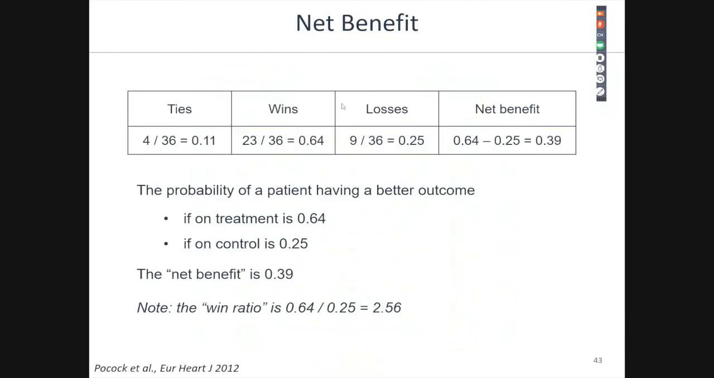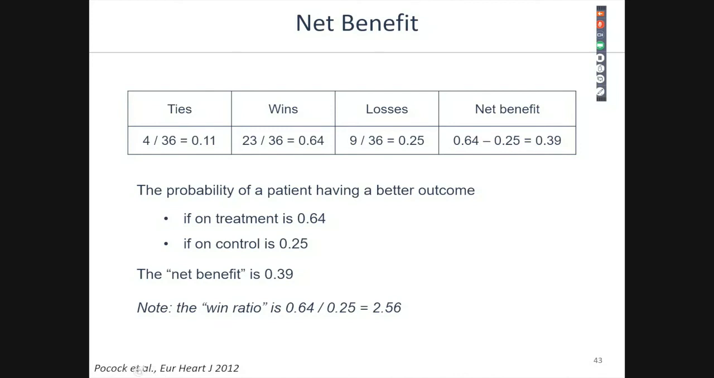Based on this, you could actually compute the proportion of the pairs in which we have a tie, in which we have a win, and in which we have a loss. And based on these proportions, you could define net benefit as the difference in the proportion of wins with the proportion of the losses. And in this case, it will be equal to 0.39. So in a sense, you would say that this is a difference in like a probability that patient have a better outcome on treatment versus the probability that the patient has a better outcome on control.